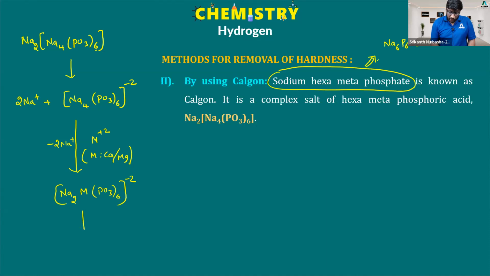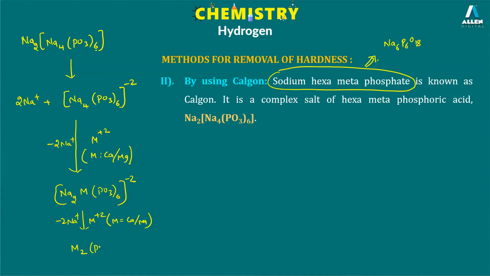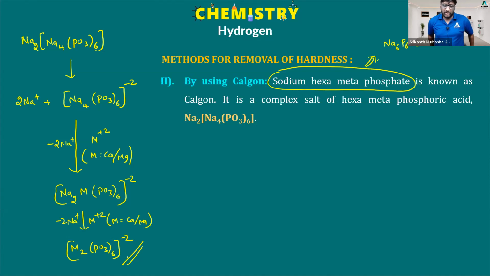And I have to again replace M2+. M is calcium or magnesium, again loss of 2 Na+ occurs, forming M2[(PO3)6] 2-. Yes or no? This is how you can actually remove the respective Ca2+ or Mg2+ ions. Like we have calcium sulfate or calcium chloride, or magnesium sulfate or magnesium chloride. That Mg2+ or Ca2+ ions were actually taken by the complex anion, thereby making the hard water soft.